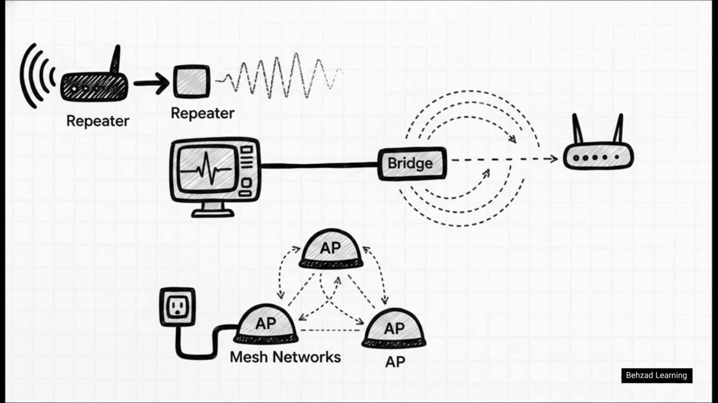First up, we have repeaters. A repeater basically sits on the edge of your network, catches the signal, and retransmits it. But here's the catch. Because it has to receive and then send on the exact same channel, it effectively cuts your network throughput right in half.